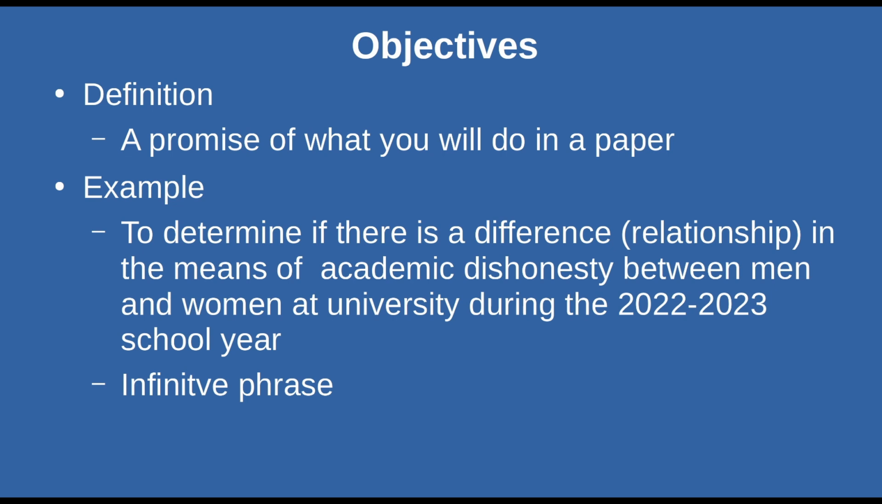Now, this is kind of my definition. Objectives are like a promise of what you will do in a paper. All right, so let's take a look at the example here. To determine if there is a difference or a relationship in the means of academic dishonesty between men and women at university during the 2022-2023 school year.